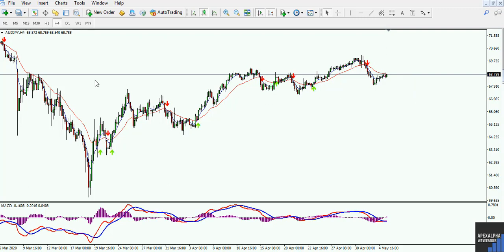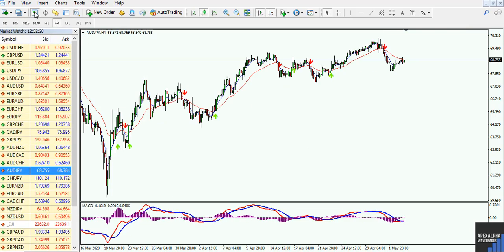GBP USD, I've analyzed it for you already, so I'm not going to talk about it. Just analyze it together in line with the dollar index. GBP CHF goes together with the GBP USD. So most likely, whatever the GBP USD is doing, that's what the GBP CHF is going to do. So I'm not going to analyze that one for you as well.